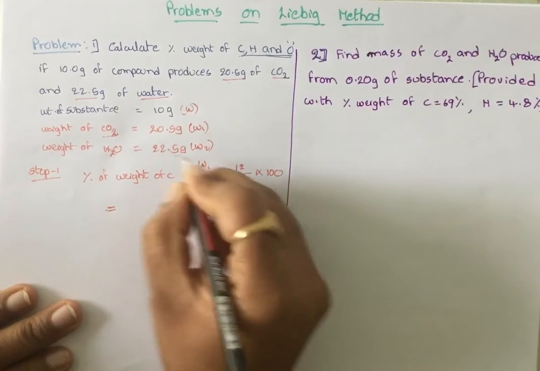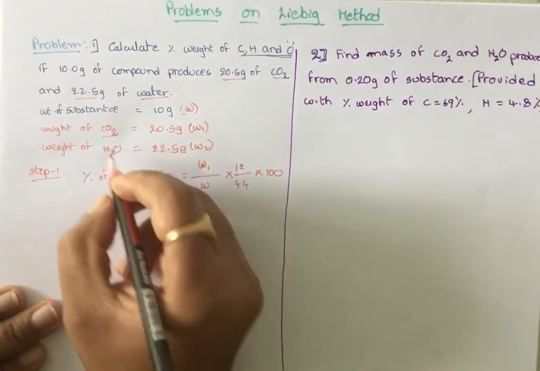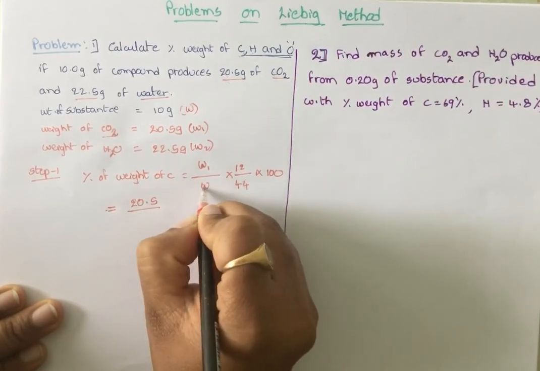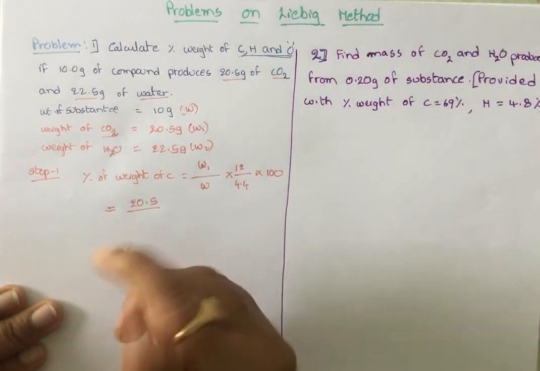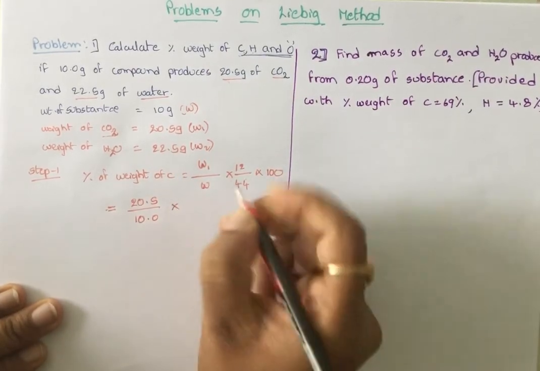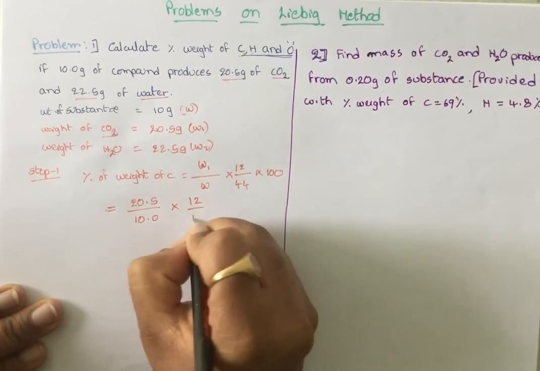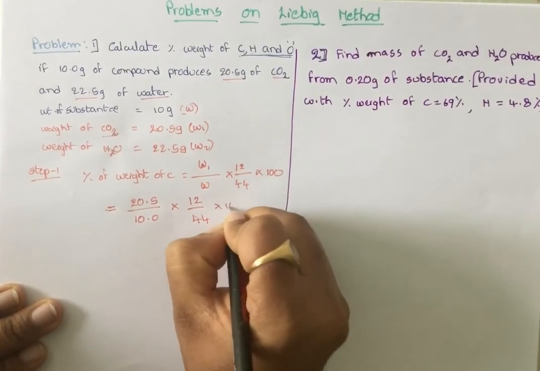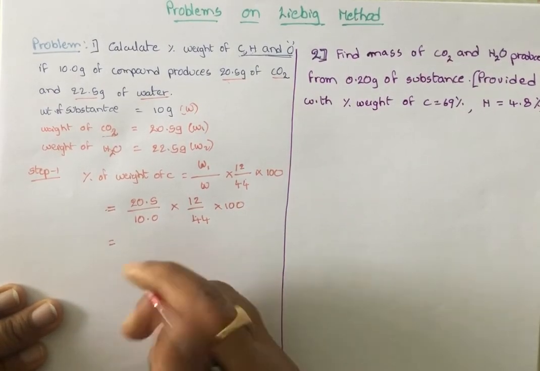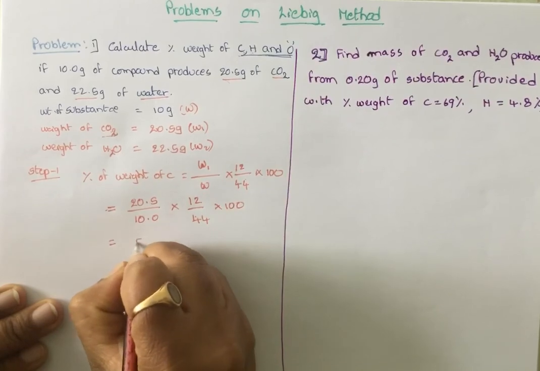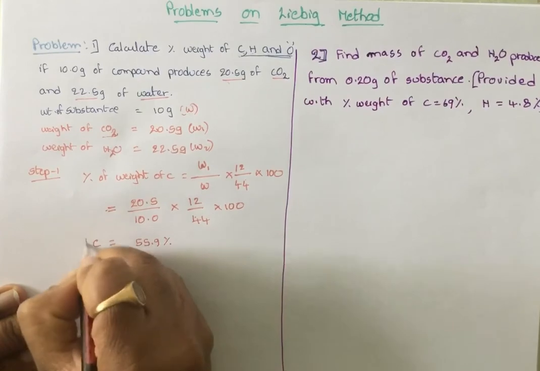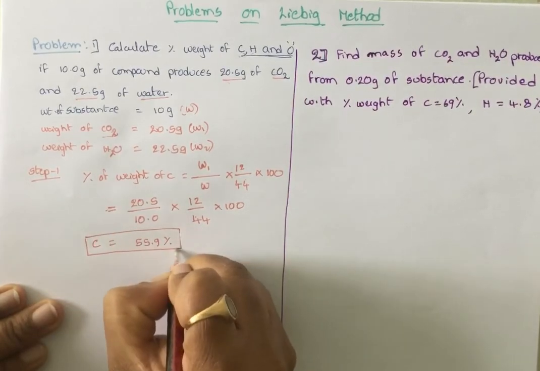That is equal to, what is W1, how much amount of carbon dioxide is produced here? 20.5 grams. And how much substance did you take for conversion of carbon into carbon dioxide? 10 grams. It should be multiplied with 12 divided by 44 and should be multiplied with 100. If you do this calculation part, you can simplify it and you are going to get 55.9%. What is this? Carbon. How much carbon is there in 10 grams of sample?